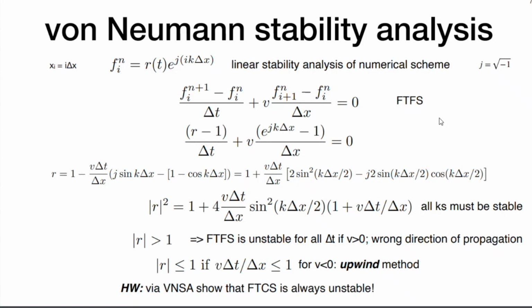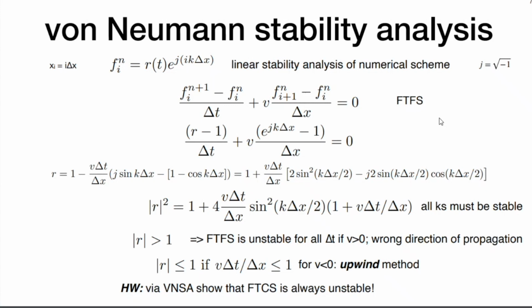So if you take the mod of this complex number R, this is called the amplification factor. This is the real part, and this is the imaginary part. Real part squared plus imaginary part squared, square root of that, is R, but this is R squared. So this is just this. What you see here has to be less than 1 if your numerical scheme is stable.